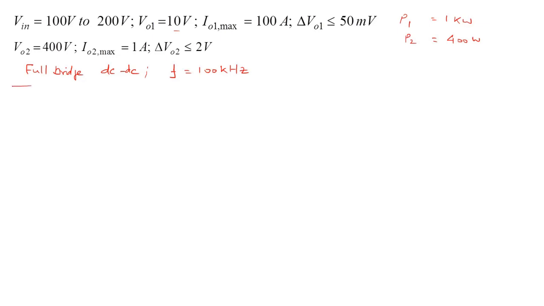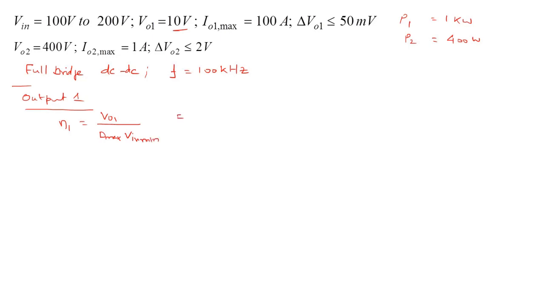In any isolated converter, the first thing to design is the turns ratio of the transformer. So let's consider output voltage 1, which is the 10 volts output. Right, so for the turns ratio we have an equation. I'll call this N1 for the first output, and the equation in the notes is the output voltage VO1 divided by D max times the Vin minimum.